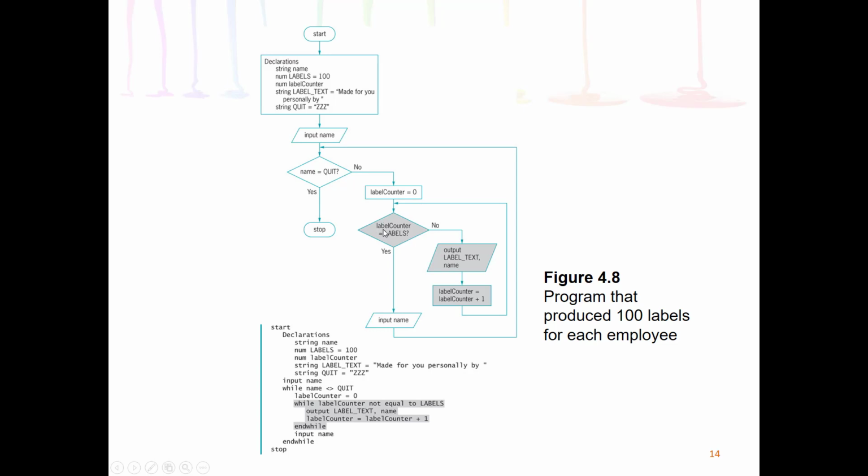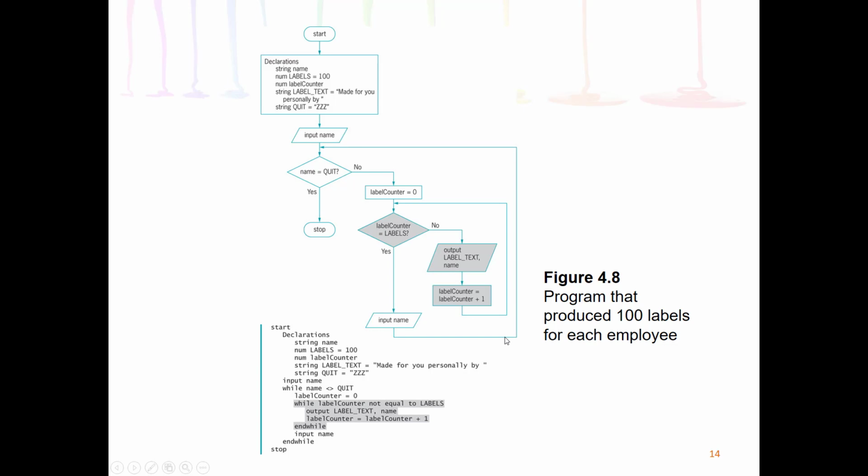So we've got: is label counter equal to labels, and labels is 100? Well, no, it's 0. Okay, so it can't be. It comes over here, does this, and increments label counter. It's going to print 100 labels. At some point, label counter is going to be equal to labels, right? Because you're incrementing by 1.